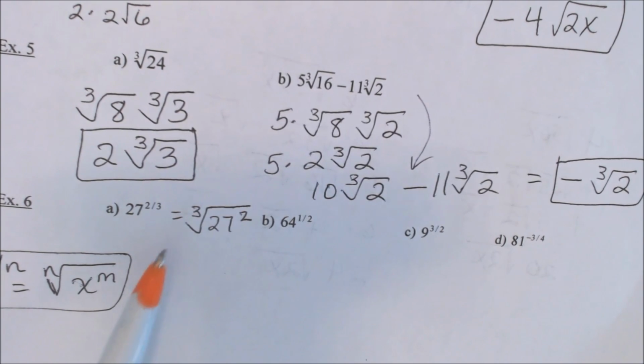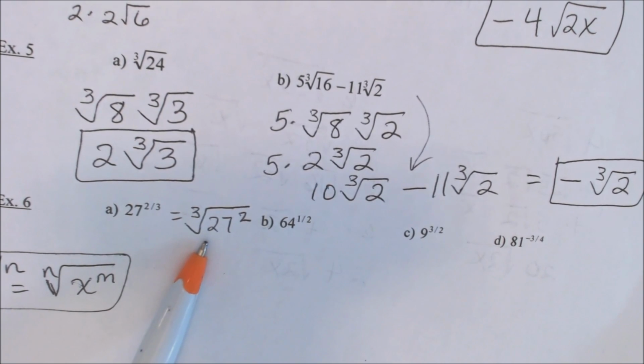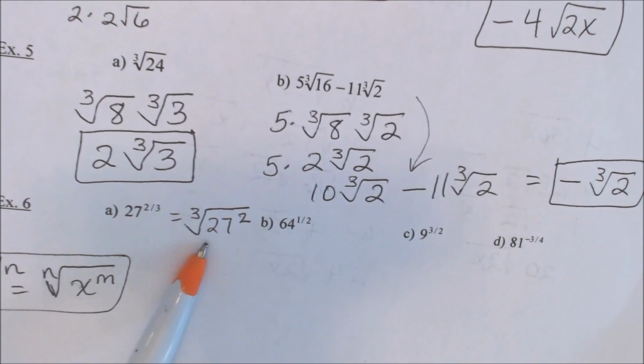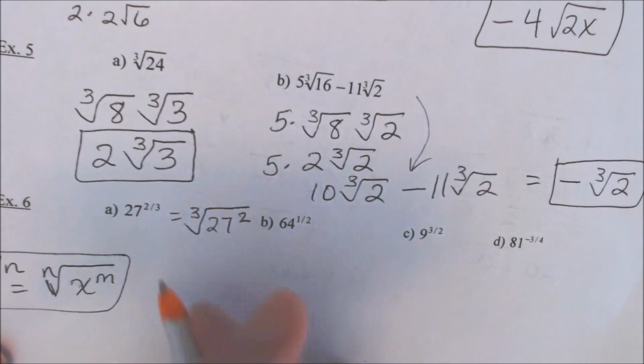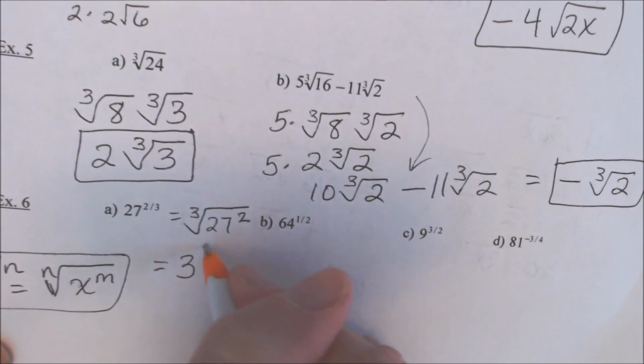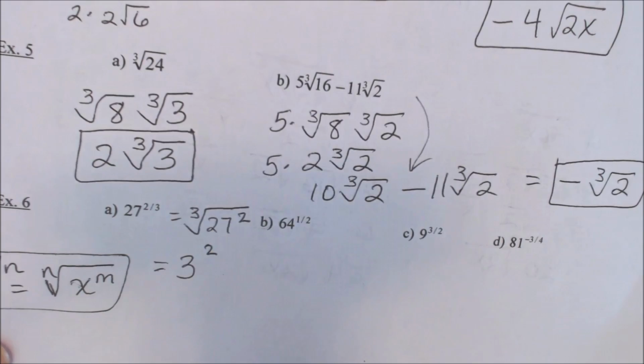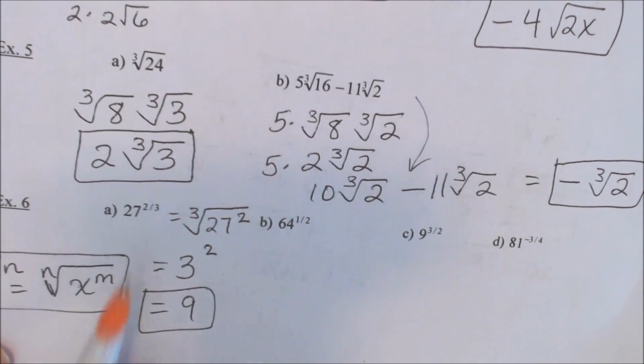I think it's generally easier to take the root first because you're working with a smaller number. So let's do that. The cube root of 27 is 3 because 3 times 3 times 3 gives us 27. So that means we have 3, but don't forget we still had that squared sitting there. So then it becomes 3 squared, which is just 9. So 27 to the 2/3 power is the same as 9.